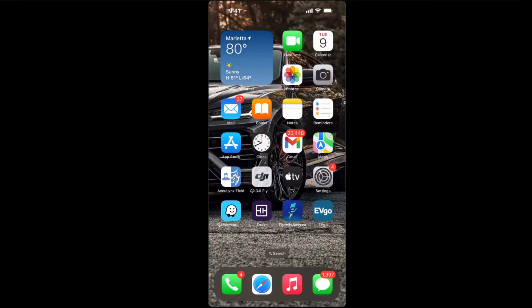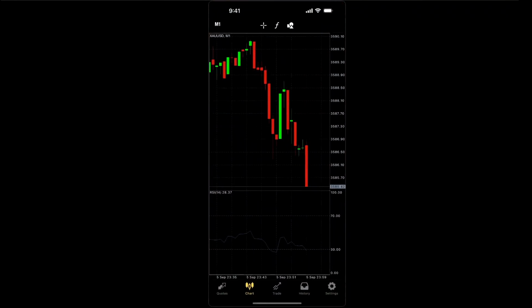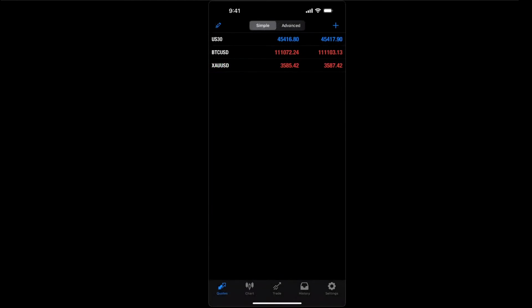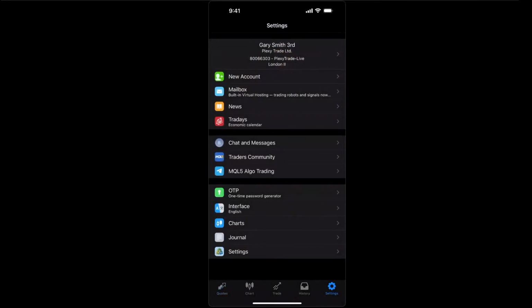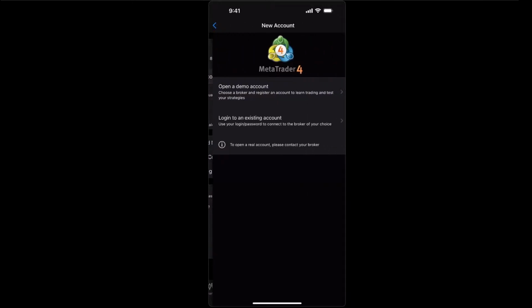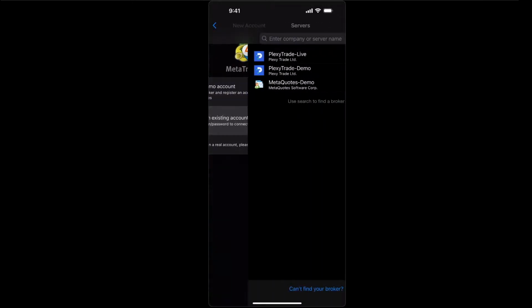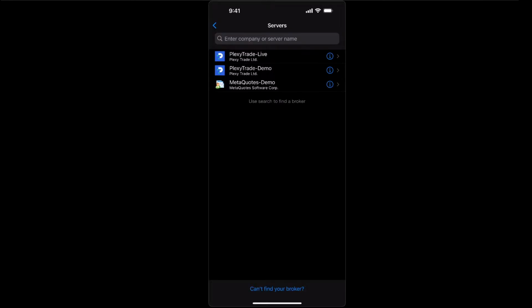So I'm going to show y'all an example using this little demo account to show y'all how to place a trade. So you're going to come here. All right, so you're going to hit new account. You're going to hit log into an existing account. And then you're going to select live if you're using real money and demo if you're using a demo account.